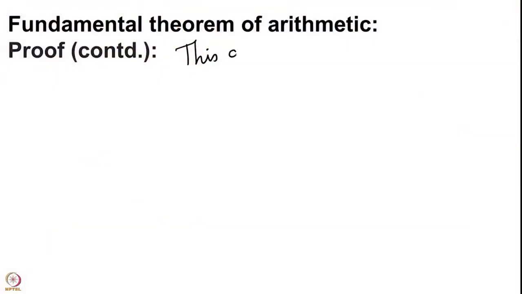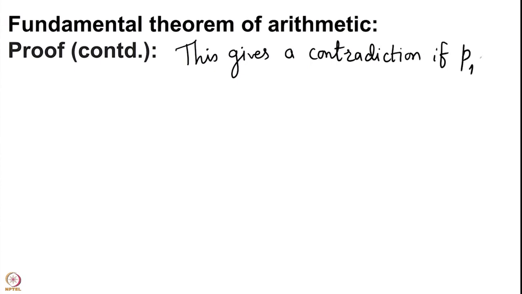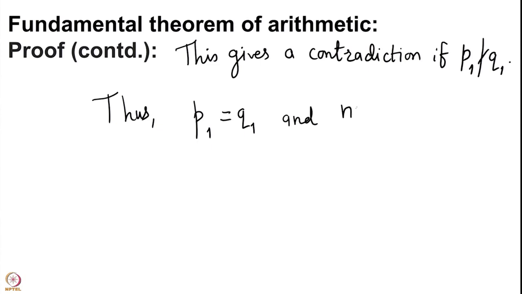This gives a contradiction if P1 is not dividing Q1. Okay, so what we have observed is, thus, P1 is Q1, and n by P1 equals n by Q1.